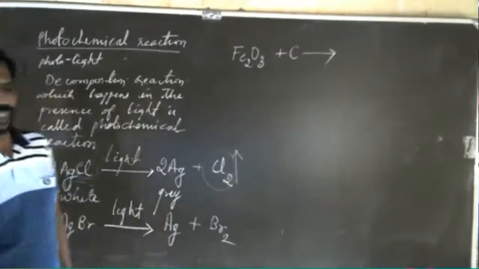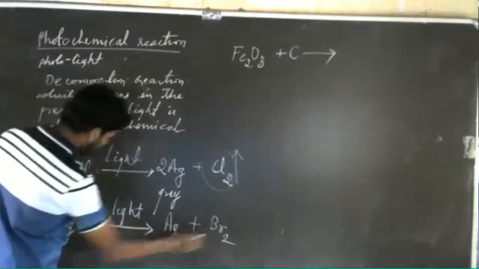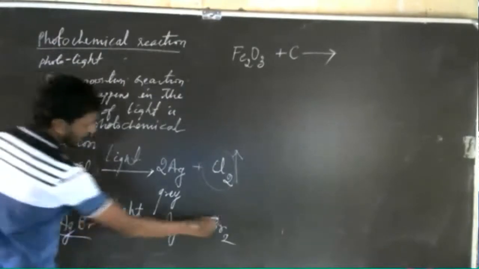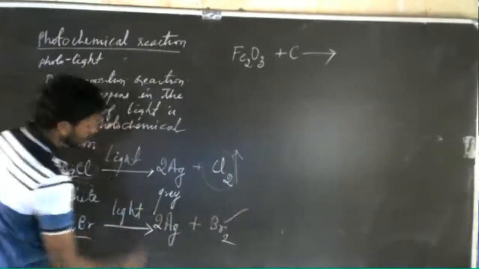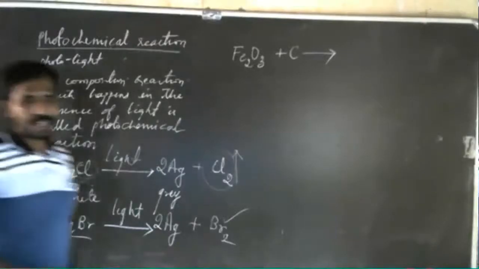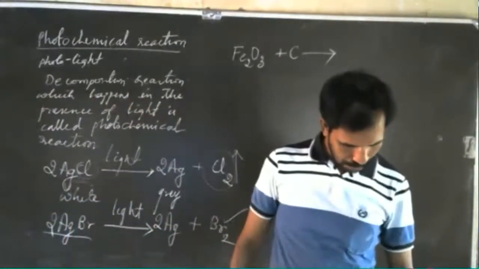Okay, well, Shreya, many of you have written. So balance it. Here it is 2. So multiply by 2 over here. If you multiply by 2, Ag becomes 2, Br becomes 2, Br also 2 is there. So here also 2. Completed the reaction. So this reaction actually helps in black and white photography.